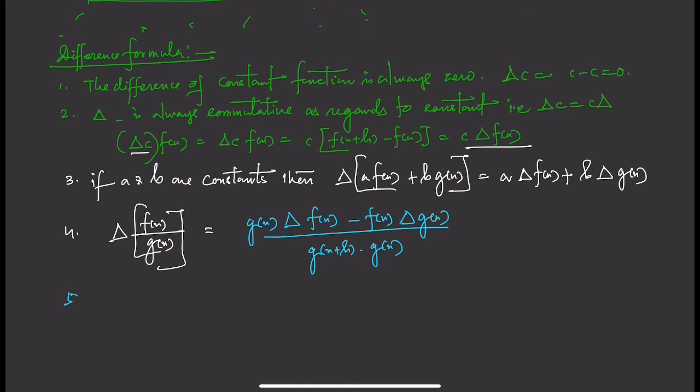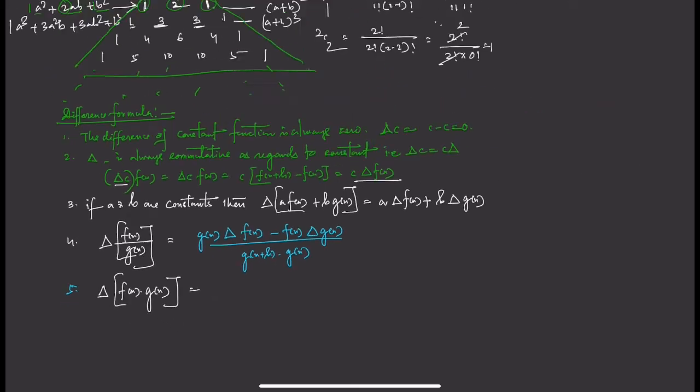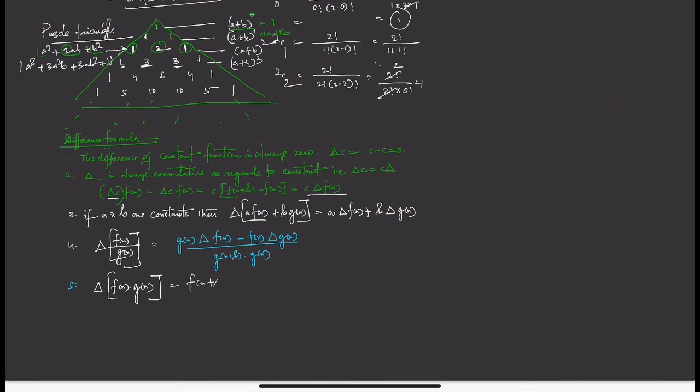Number 5. Suppose the forward difference of f of x is a function and g of x is a function, then this formula will be f of x plus h into Δ of g of x, plus g of x into Δ of f of x. This thing we have to remember. We can prove it also, there is no problem. How to prove this one? You can see here.